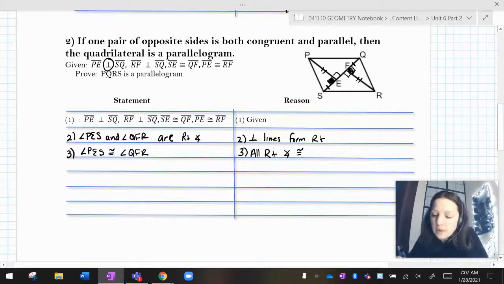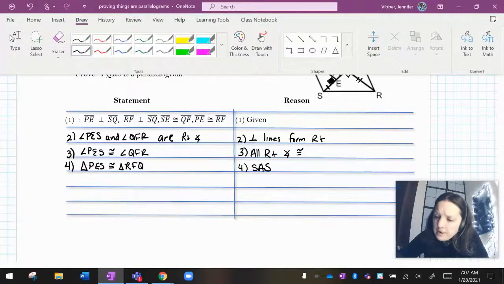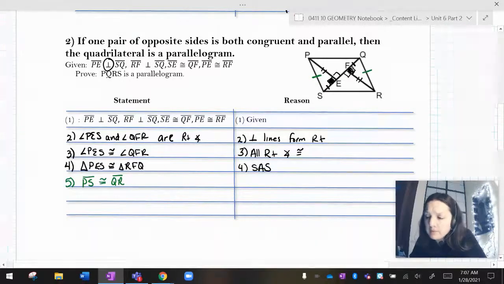And once I've shown that the angles are congruent, now I know the triangles are congruent by SAS. So PES is congruent to Q... No, if I said PES, it would be RFQ by SAS. All right, so where does that get me? Well, if I know that those triangles are congruent, I know that side PS is congruent to QR. So that gets me one pair of opposite sides congruent.